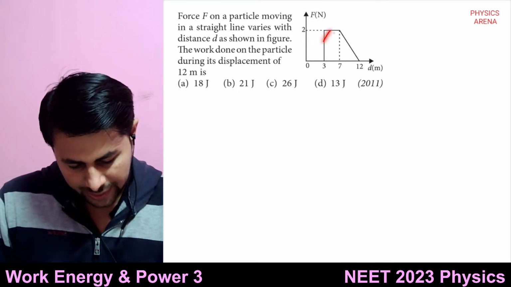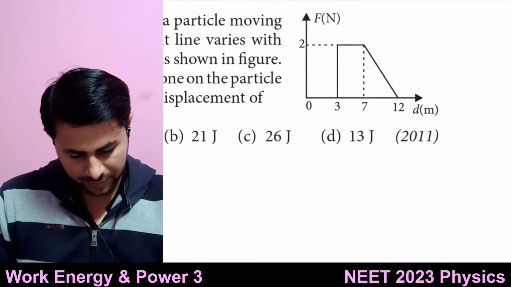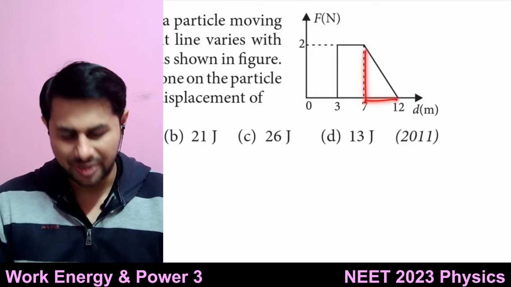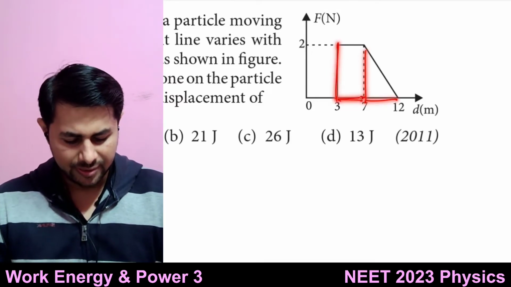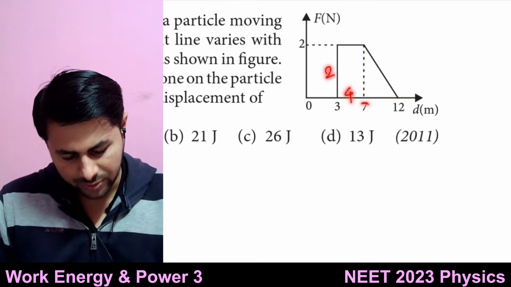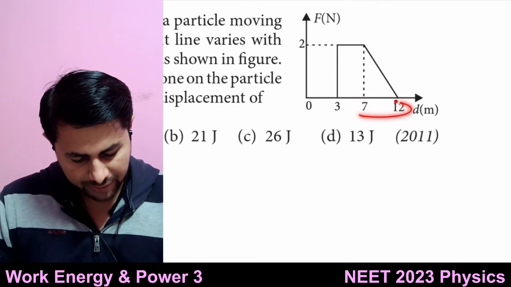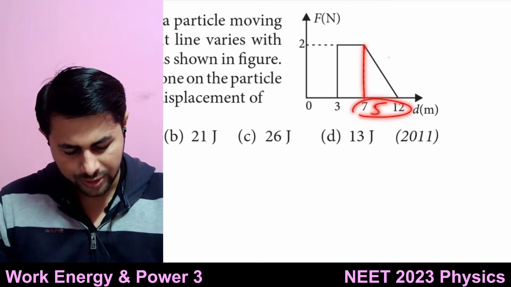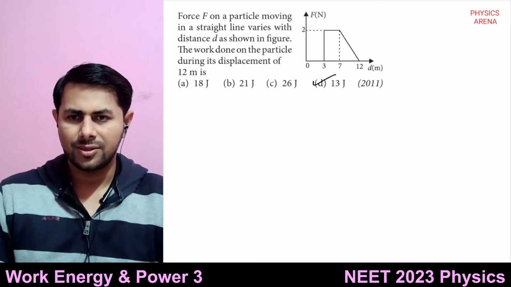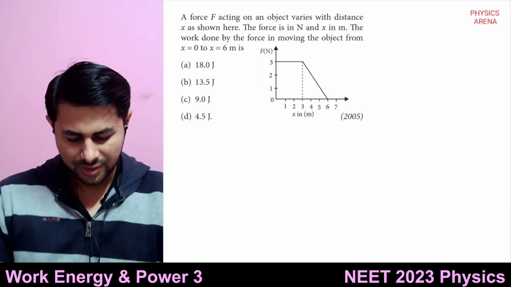Right. It is the area of this rectangle and the area of this triangle. The area of the triangle is half of base multiplied by height. The area of the rectangle is base multiplied by height. So 7 minus 3 is 4, 4 times 2, so this is 8. And this is how much? 12 minus 7 is 5, 5 multiplied by 2 divided by 2, so it is 5. So 8 plus 5, 13 joules. Okay, this was very simple.